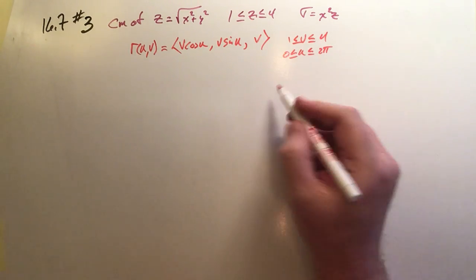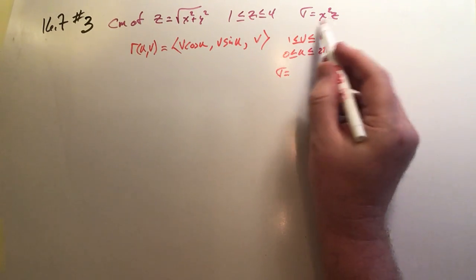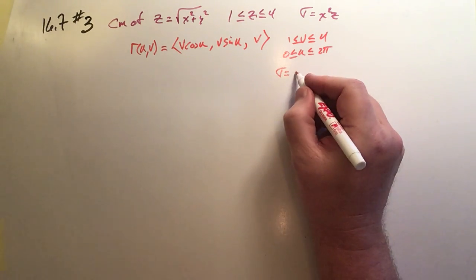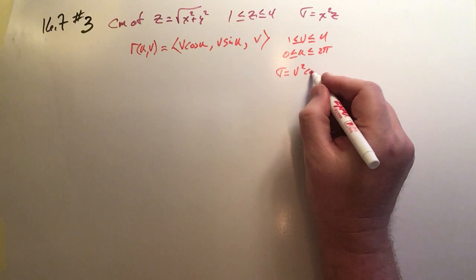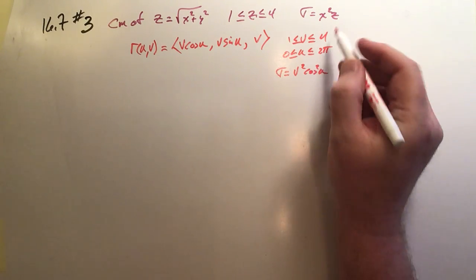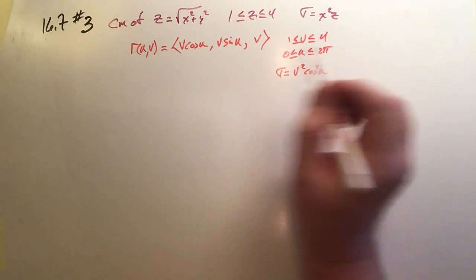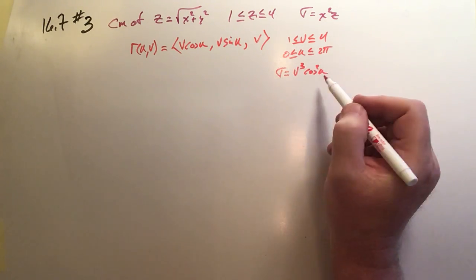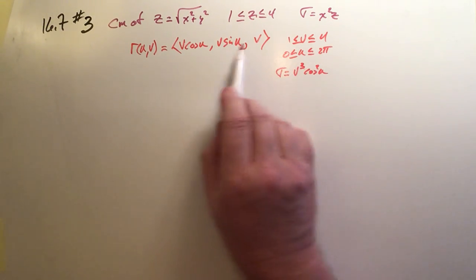All we got to do is rewrite our sigma. So sigma is x squared z. X squared is v squared cosine squared u. And then there's an extra z, which is an extra v, so it's just v cubed. So there's our sigma, and then we got to work out what our argument's going to be.